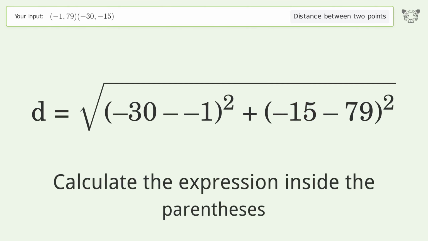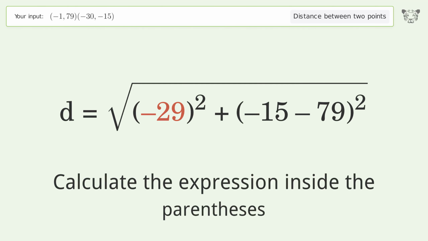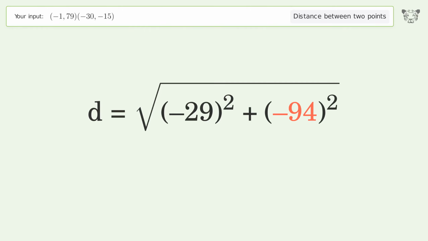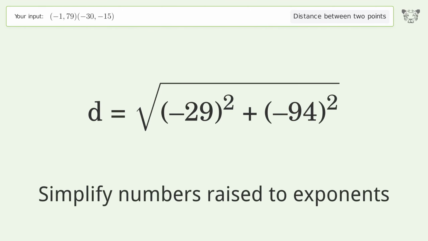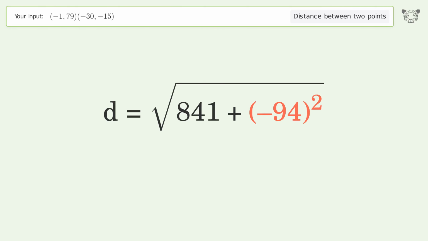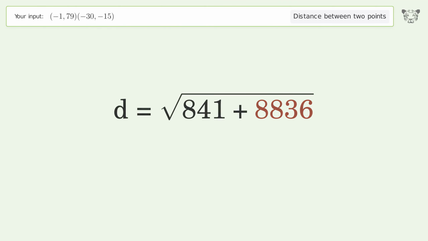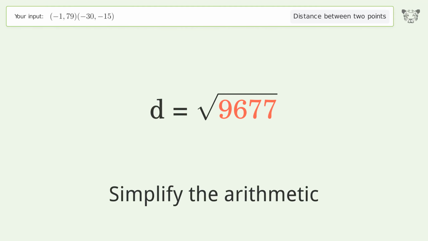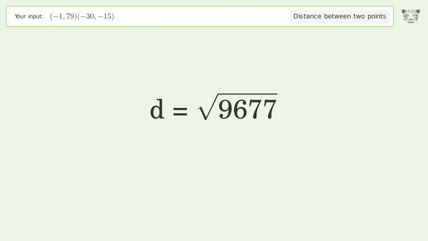Calculate the expression inside the parentheses. Simplify numbers raised to exponents. Simplify the arithmetic. And so the distance between the 2 points is the square root of 9,677, or 98.372.